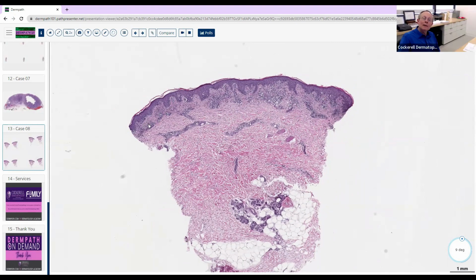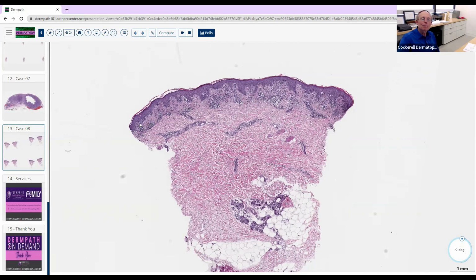But is there anything about the pattern that might help you? It's an interface pattern. You can kind of see it budding up into the epidermis. Okay, so overall, notice the papillary dermis is pretty full of cells, right? It's not chock full of cells like in lichen planus. But it's kind of got a band-like infiltrate is what we call this, and it's kind of patchy. We also talk about this.